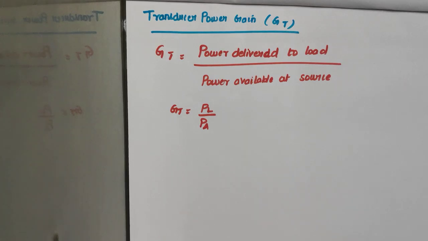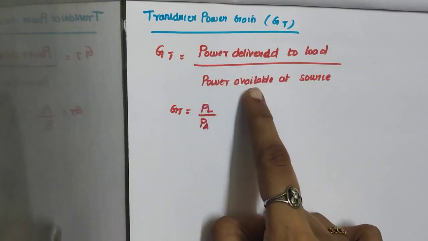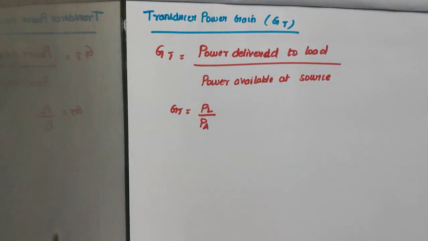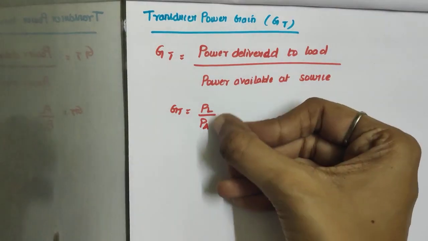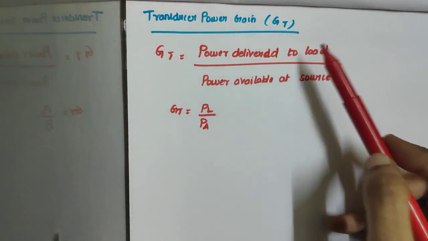Good evening everyone. As a continuation to the previous video, now let us start deriving the transducer power gain. The transducer power gain is a ratio of power delivered to the load by power available from the source. So it is a ratio which is written as PL divided by PA. Now let us start with the source side and then we'll move on to the load side.